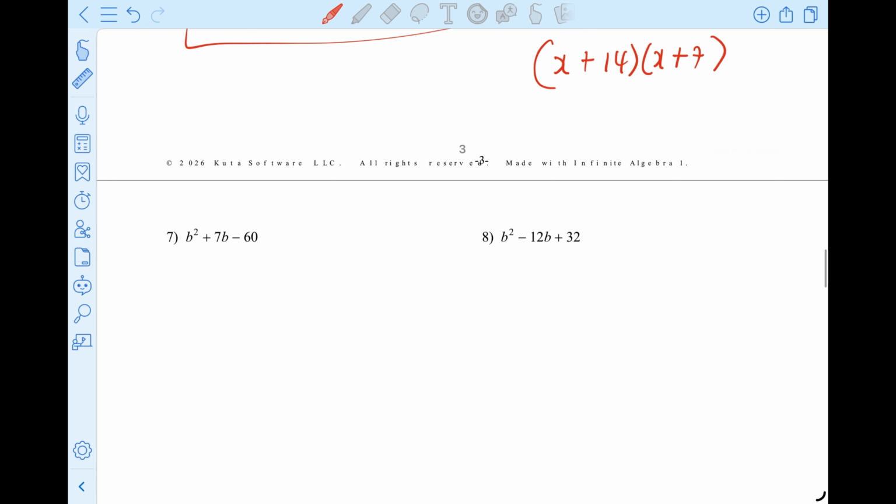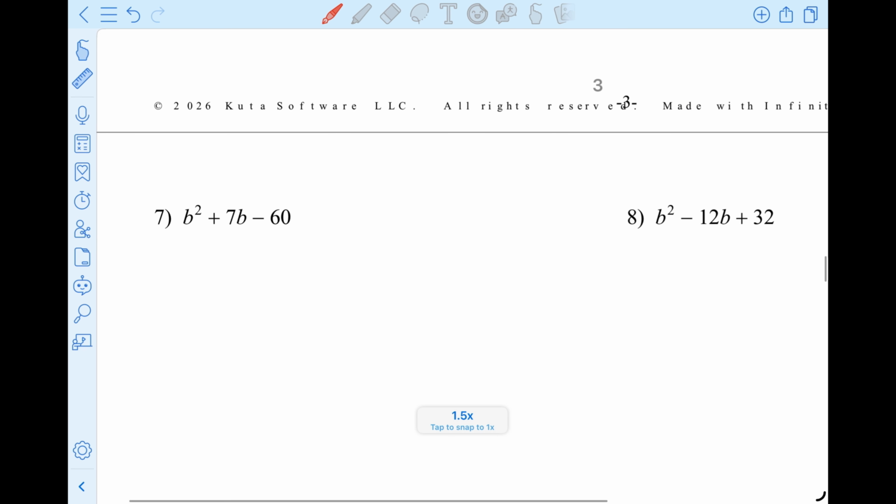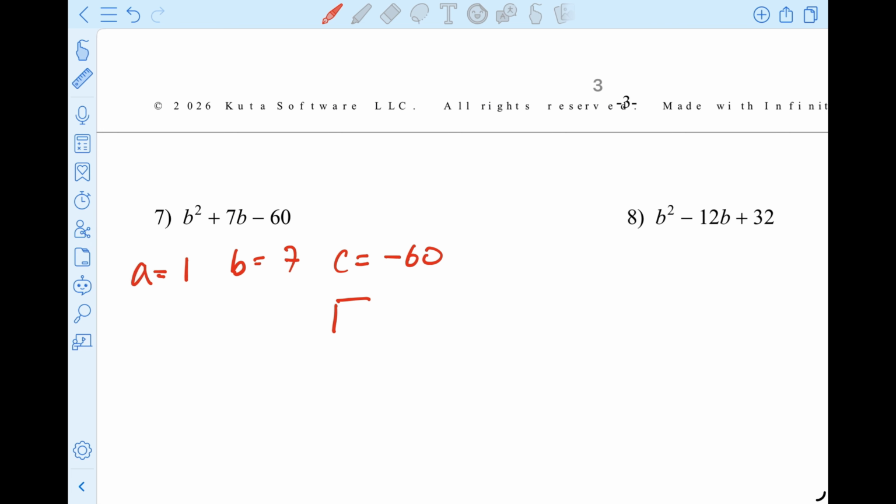Right? Now I'm getting bigger numbers here, just for practice. So A is equal to 1, B is equal to 7, C is equal to -60. And at any point you think you got it, you want to keep going and try stuff for yourself, go ahead. So trying to find two numbers that when I multiply them, I get -60, and when I add them, I get 7.